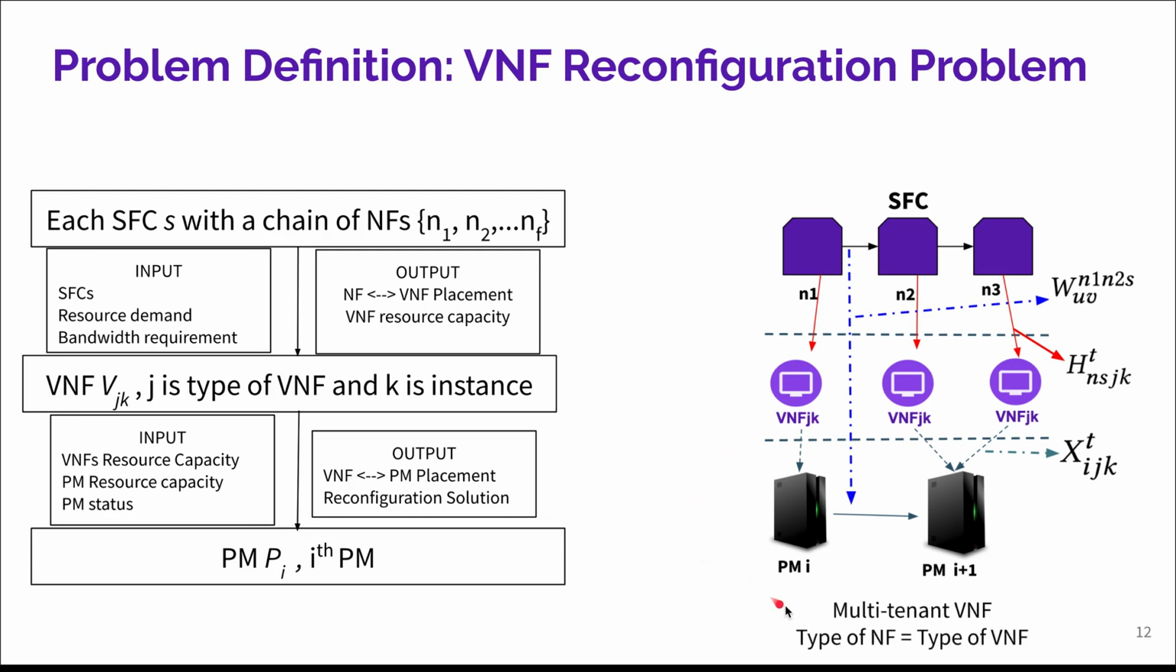Some of the important considerations in our problem are that a VNF is multi-tenant in nature. That means it can process multiple network functions from various service function chains. One important constraint for that is that the type of the VNF should always be equal to the type of all those network functions it is trying to process. For example, a firewall network function can only be placed on a firewall VNF.